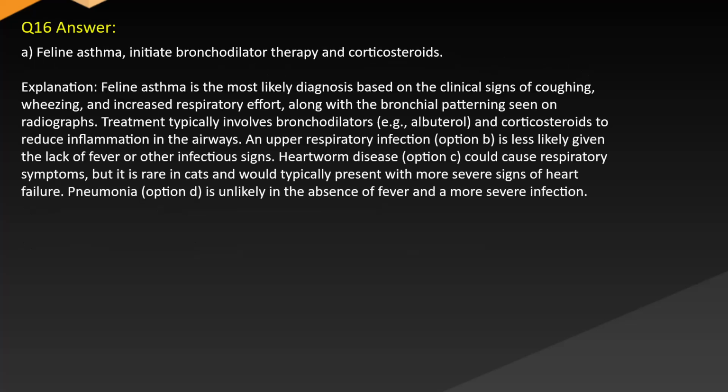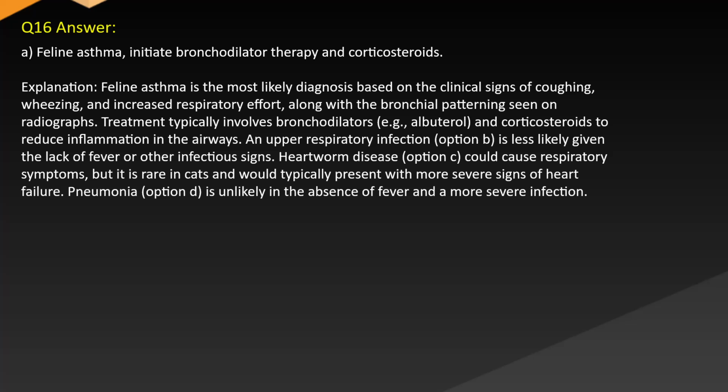Answer A. Feline asthma. Initiate bronchodilator therapy and corticosteroids. Explanation: Feline asthma is the most likely diagnosis based on the clinical signs of coughing, wheezing, and increased respiratory effort, along with the bronchial patterning seen on radiographs. Treatment typically involves bronchodilators, e.g., albuterol, and corticosteroids to reduce inflammation in the airways.